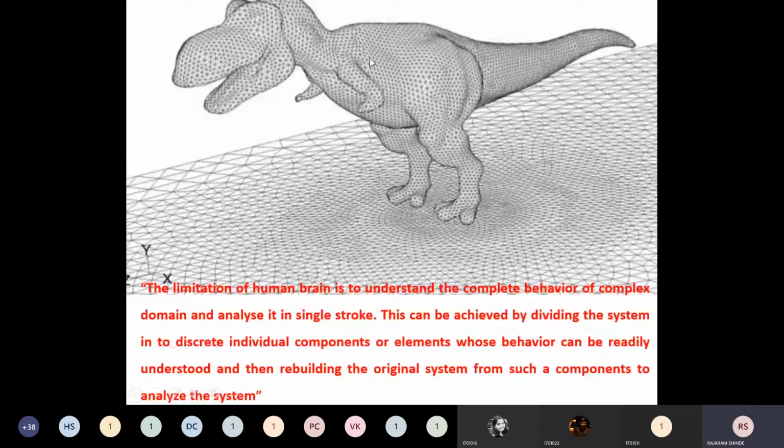That means after connecting all these parts, we can analyze the system, or after combining the behaviors of all individual parts, we can get the complete analysis of this complex domain.